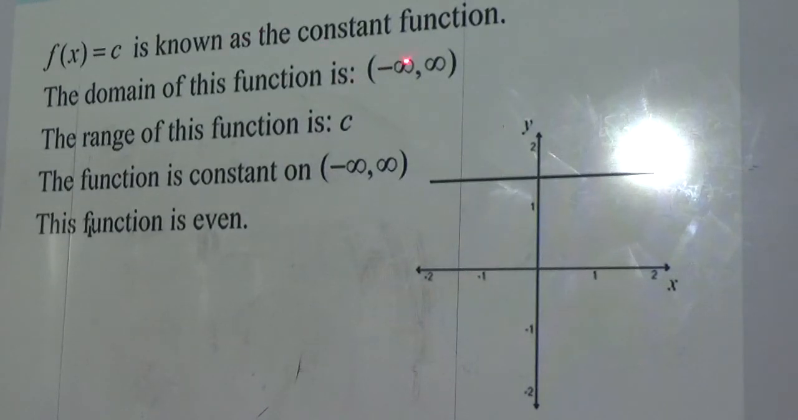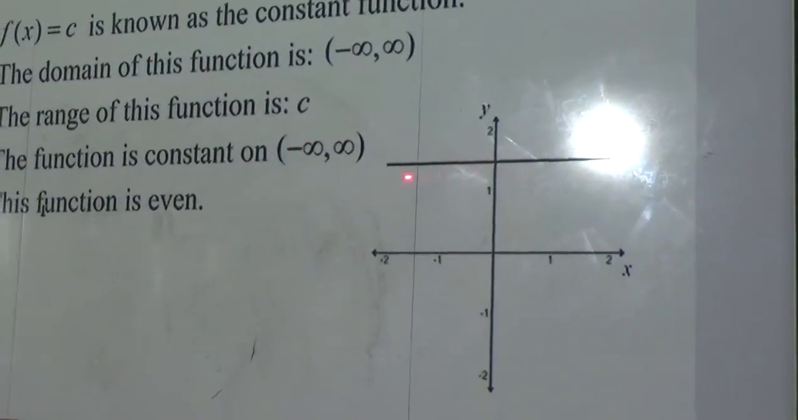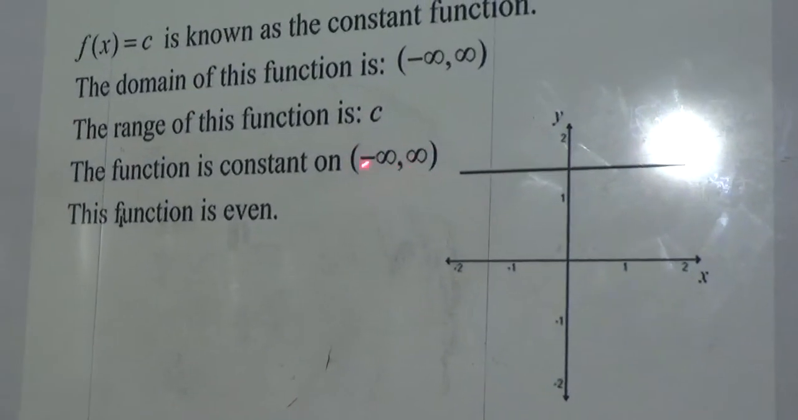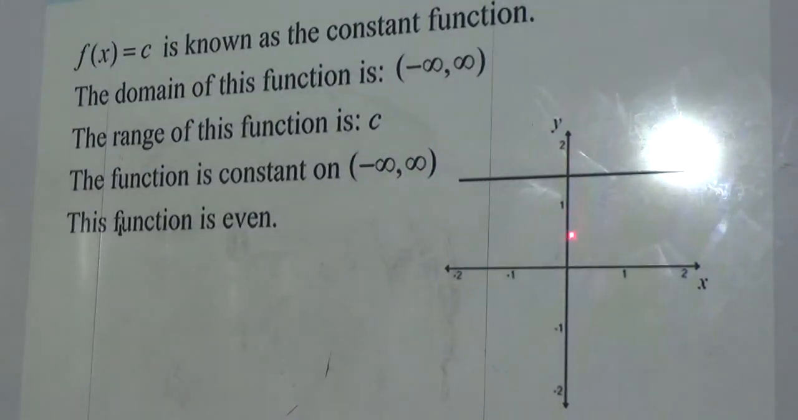So we can see the domain here. We should have arrows on the ends of these lines, but we don't. They should have arrows to show that they're going out in either direction, giving the domain of all real numbers. The range: the only y output is that one y value at 1.5. The function is constant on its entire domain. That's what this is saying. And notice the symmetry with the y-axis. That shows that it's an even function. If we went through the algebra, we would see that it is, in fact, an even function.